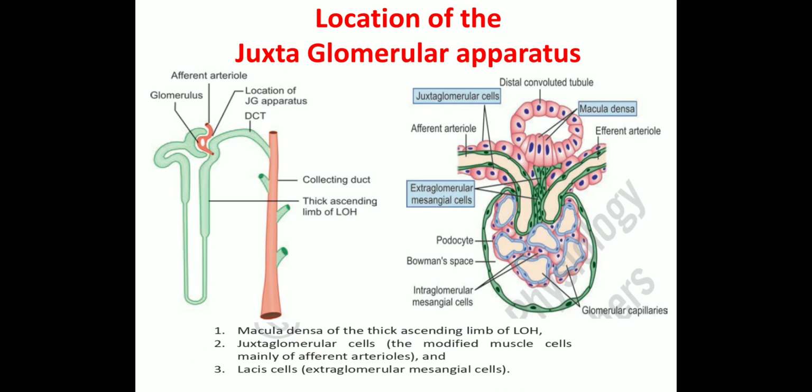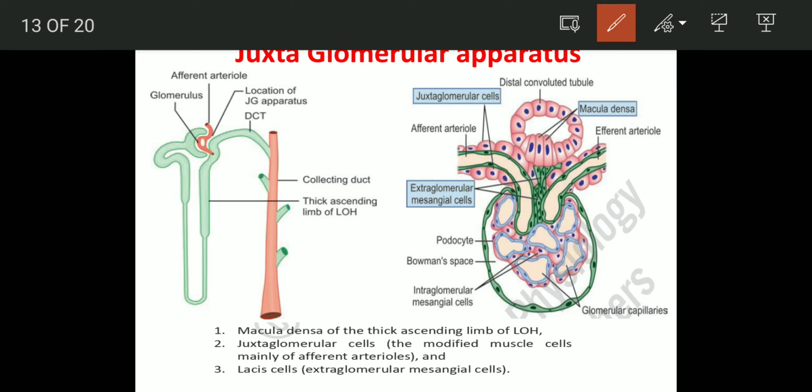So we have discussed this. Now comes the location of the juxtaglomerular apparatus. Here you can see the juxtaglomerular apparatus, which has a total of 3 cells. Here is the location of the juxtaglomerular apparatus. Here it is present.